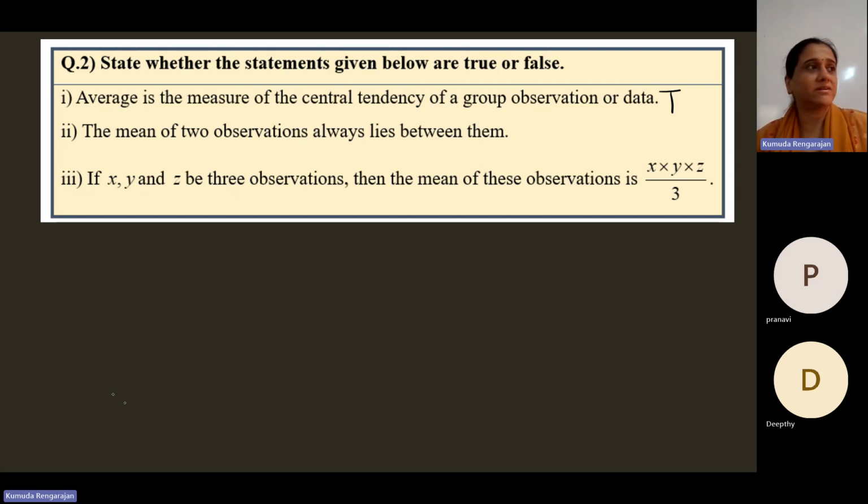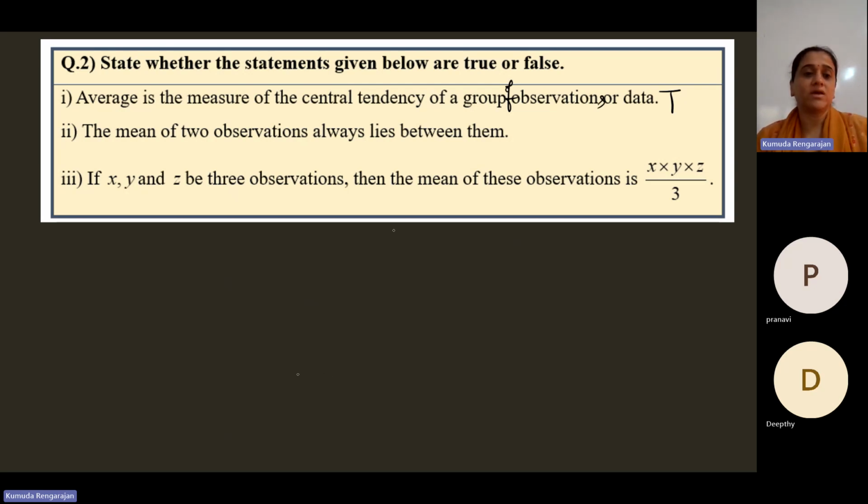I have a tendency, or a liking, for, say, South Indian food, or North Indian food or chaat. Like that, you have a tendency to do something. So like that, average is the measure of the central tendency of a group of observations or data.